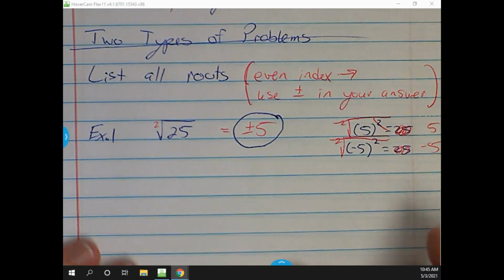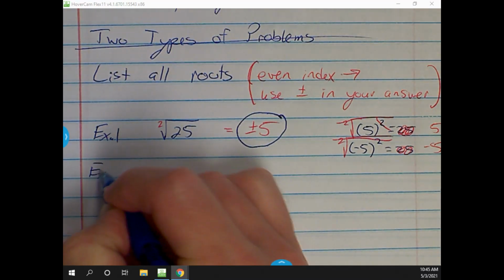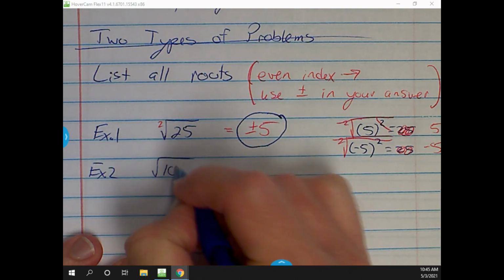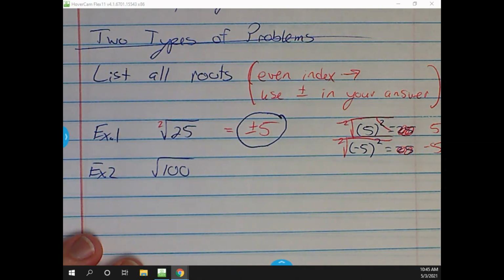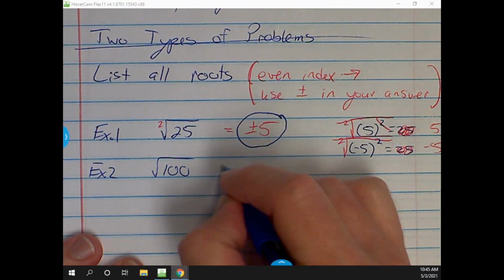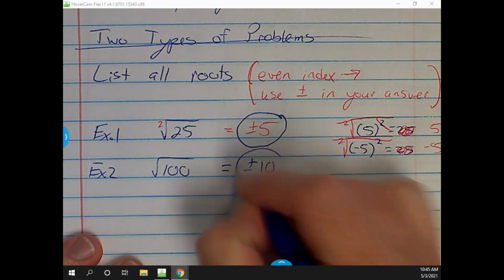Just like if they had the square root of any number you could think of, if it's a perfect square root number. If it's the square root of 100, well, that's 10 times 10. The only thing you have to do is just make sure you put a plus or minus with the 10.